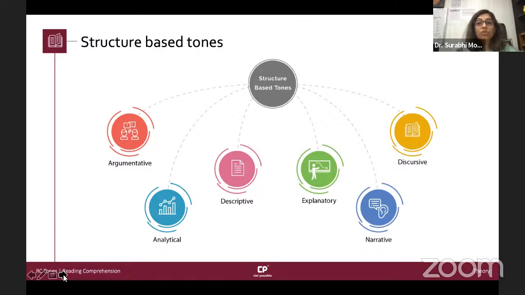So these structure-based tones that you see over here, they form 80% of your tone questions. The tone cannot be explained in one sentence. The tone has to be done through passages. So in the example, I cannot give you one sentence. Now, tones you will do through passages.